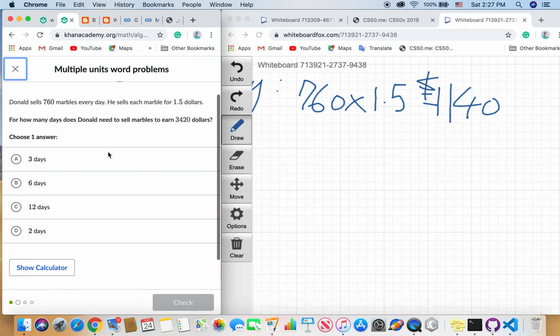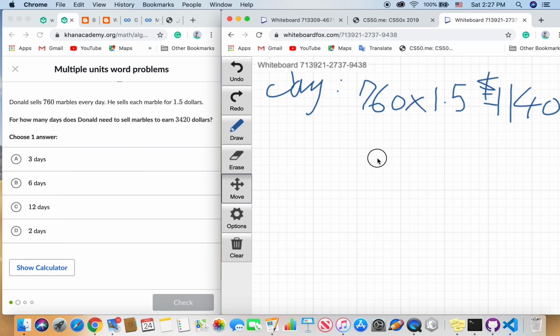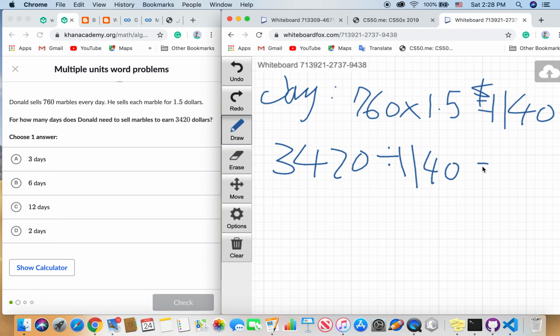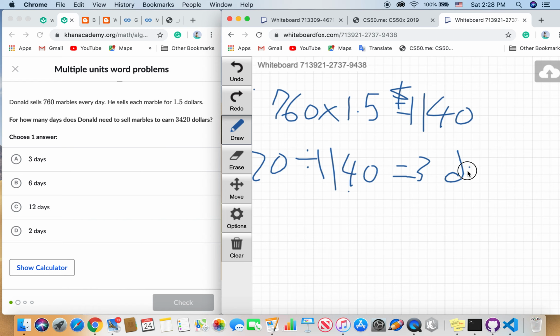Good. Okay, now he wants to make $3,420. I'm encouraging you to pause here, see if you can figure out the rest of the problem. Well, the rest is quite simple now. So this is the total amount, and this is each day's earning amount. So we just simply use $3,420 divided by $1,140, which gives us, let's see, yep, 3 days.